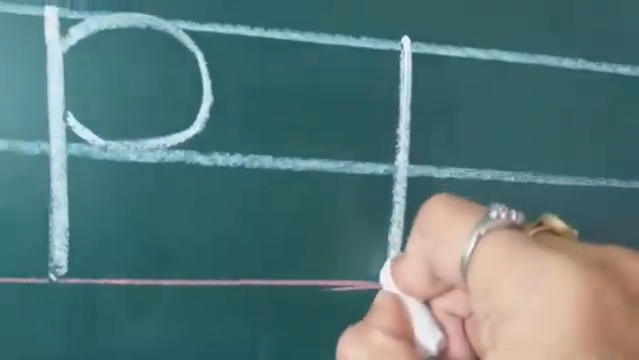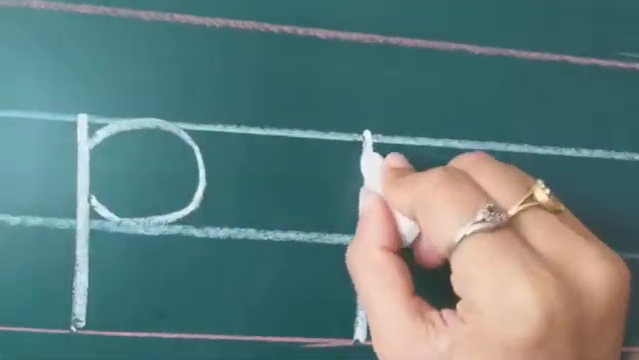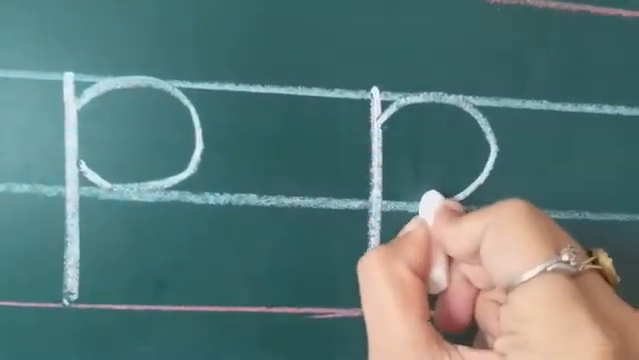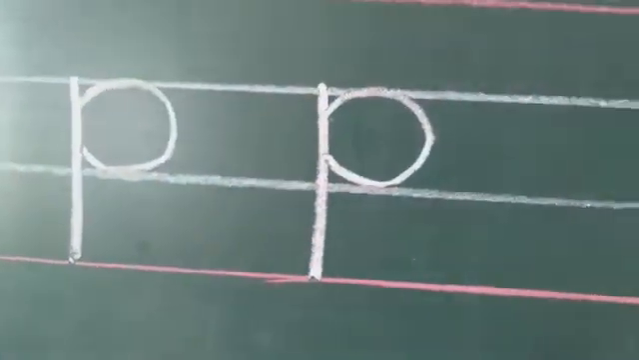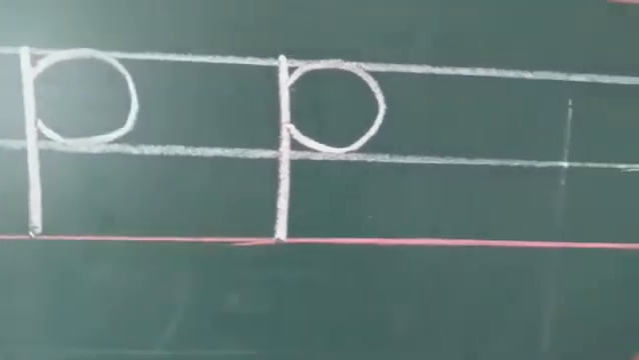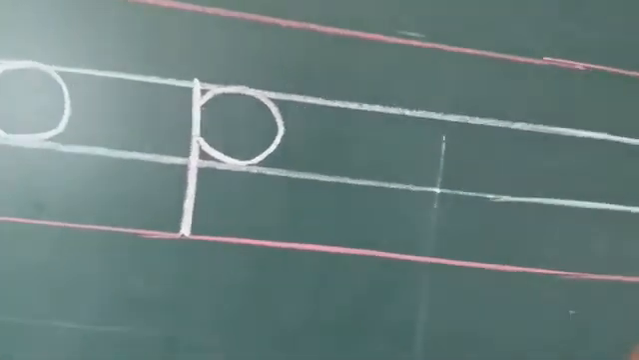First standing line and then half circle. It makes small letter P. P for parrot.